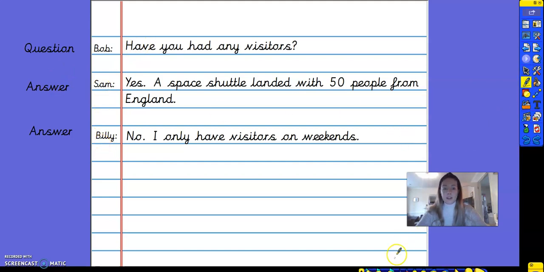Have you had any visitors? I can spot our question mark, so Bob's asked a question. Yes, a space shuttle landed with 50 people from England. No, I only have visitors on weekends. So again, Bob's asked his question. We've got Sam's response first, and we can see that because Sam's name's in the margin before he talks. And then we've also got Billy here.